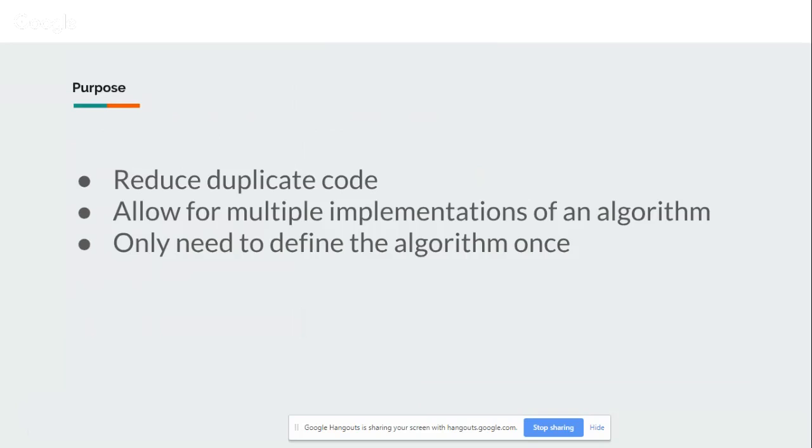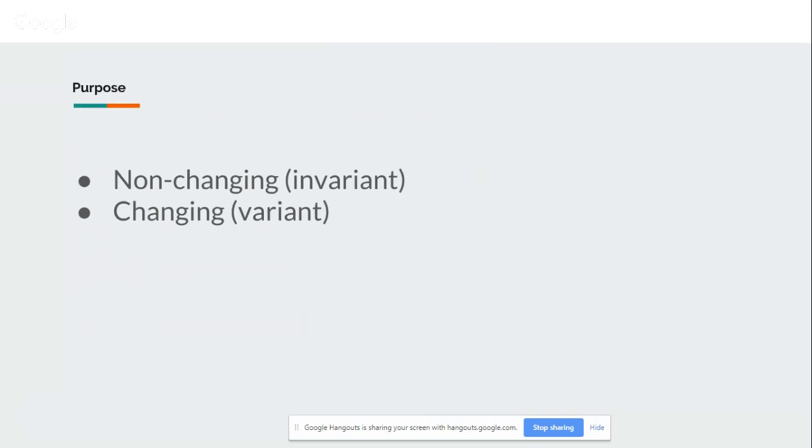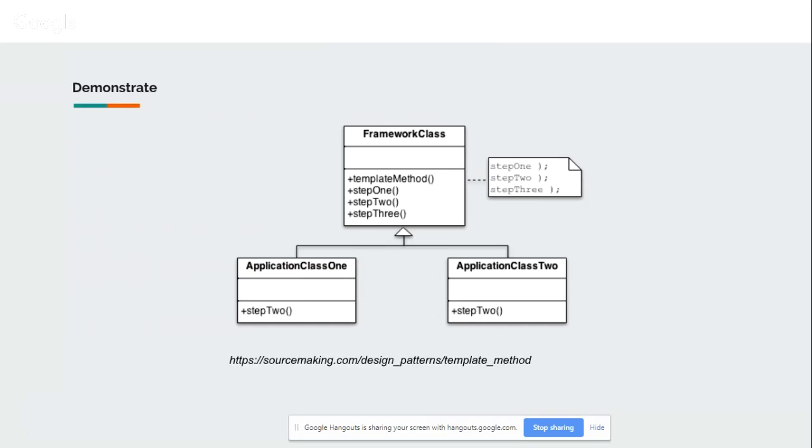A template method pattern comes from a need to reduce duplicate code. Oftentimes there needs to be more than one implementation of an algorithm, but only certain parts of the algorithm change between implementations. Using the template method pattern, you can define the non-changing or invariant steps of an algorithm in an abstract base class, and then delegate changing or variant steps to implementations of the base class.